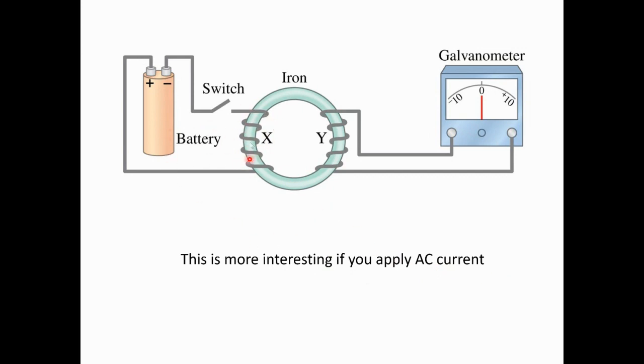If the current is alternating, the magnetic field inside grows and shrinks and grows and shrinks and grows and shrinks. The magnetic field is constantly changing. And so you're constantly inducing the current on the right. This is one of the reasons that we have AC current running to our houses, because we can do this sort of thing. Can't do this with DC.